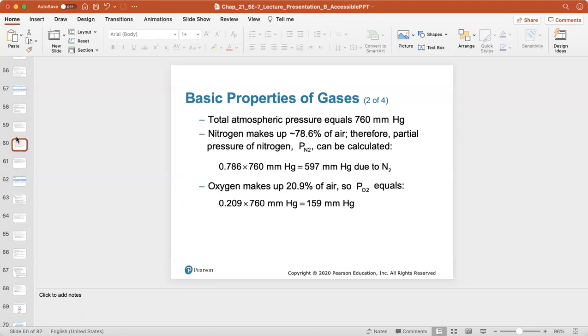So for example, if total atmospheric pressure is equal to 760 millimeters of mercury, nitrogen makes up about 78.6% of the air. So therefore, for the partial pressure of nitrogen, we take the percentage, 0.786, and multiply it by atmospheric pressure. So the partial pressure is about 597 millimeters of mercury due to nitrogen. Oxygen makes up about 20.9% of the air, so its partial pressure is about 159. So the air is actually mostly nitrogen.